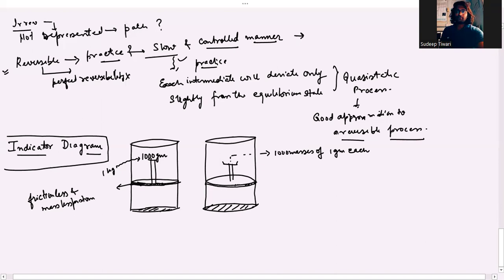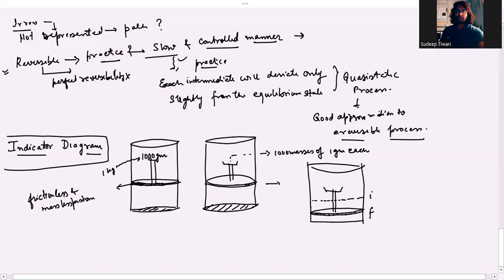Because of the placement of these masses, the piston will obviously move down. Now, if you want to get back to the initial state, this is your final state and this is your initial state.